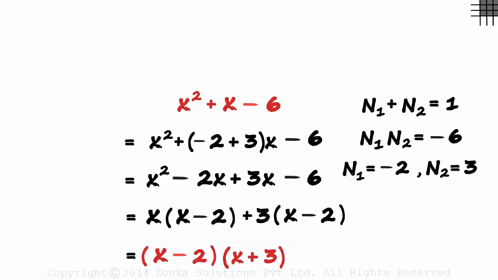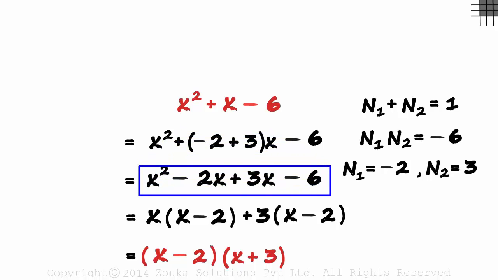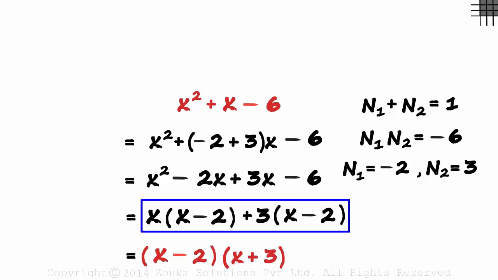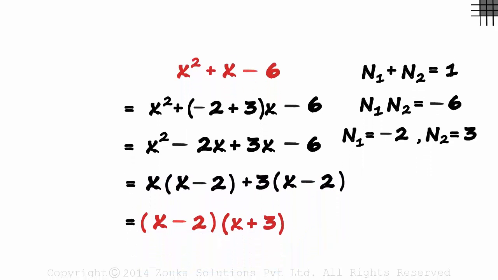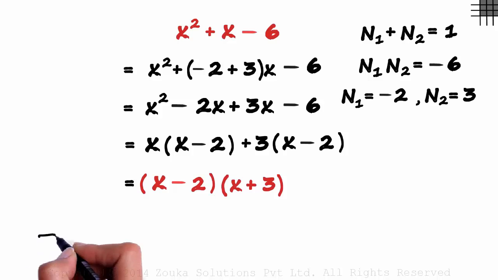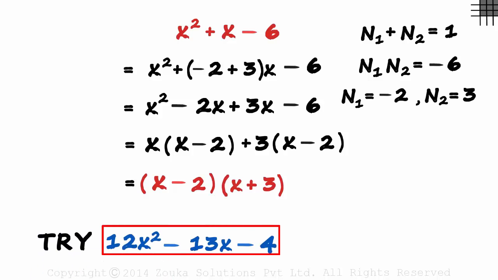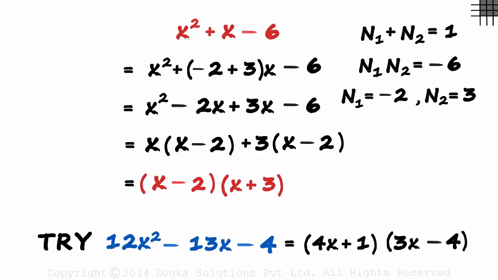We only need to do 3 things. Split the coefficient of the middle term, then expand, and then group. That gives us the factors. Just to be sure that you have understood the technique well, try factorizing this expression. This is the answer you should get. The two factors are 4x plus 1 and 3x minus 4. And the two numbers you would have got would be minus 16 and 3.